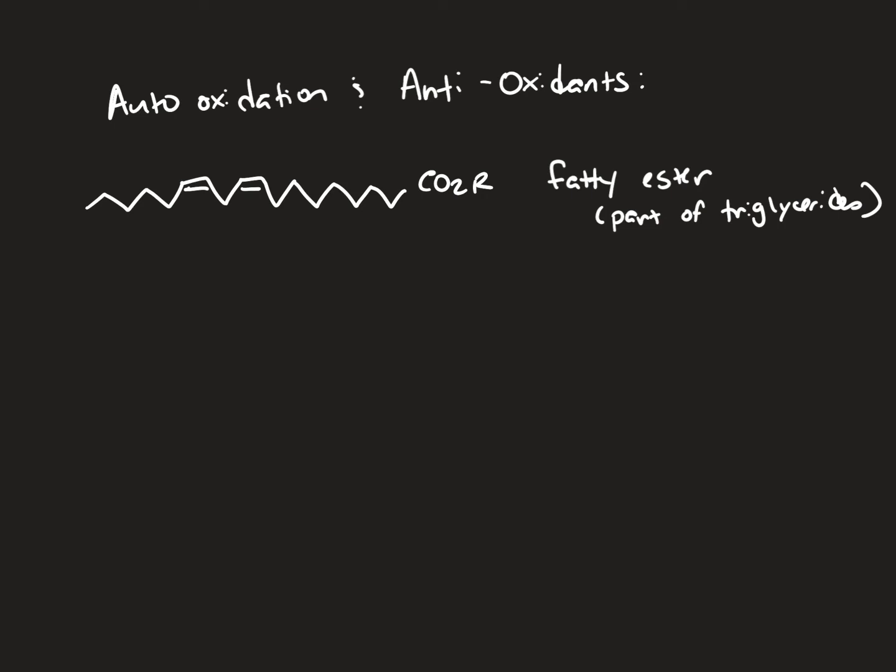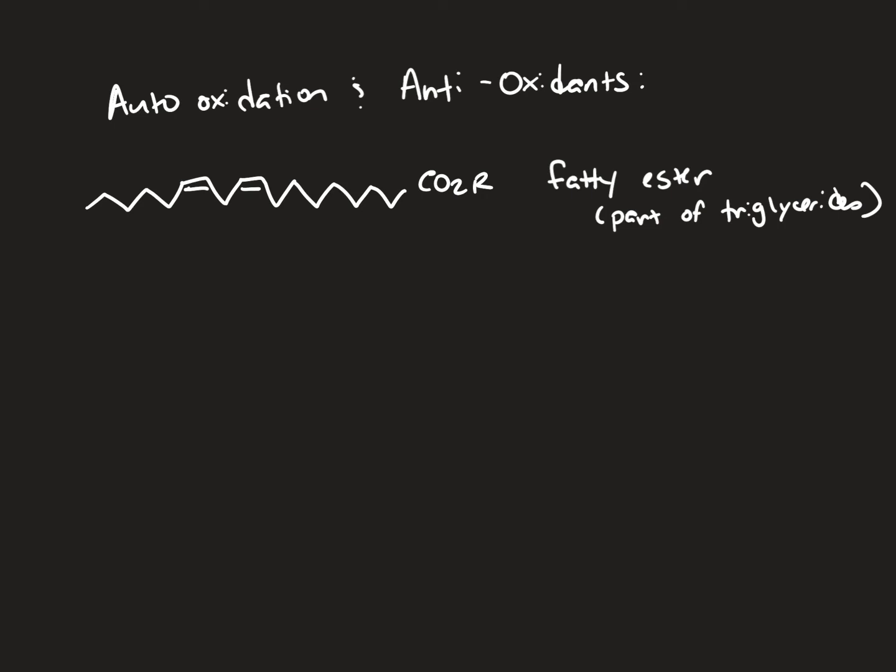They're part of triglycerides, which are the most common types of fat that we see in our diet. So olive oil, butter, lard, coconut oil, all of those are composed of triglycerides. And so when you have these fatty esters, we notice that we have a lot of cis double bonds in unsaturated fats. And these compounds with cis double bonds can react with radicals.